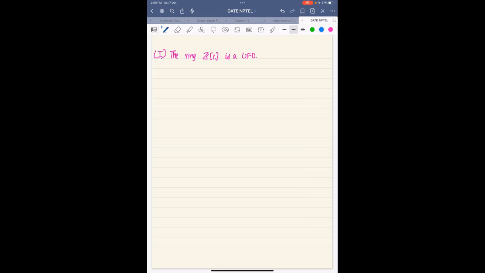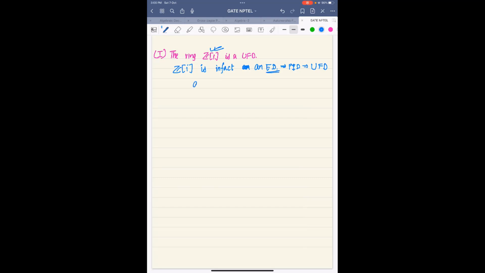And if you know this fact that this ring Z[i] is in fact a Euclidean domain, ED, and ED implies PID, and PID implies UFD. So this statement is actually true, that Z[i] is a UFD. And how to see that this is an ED?